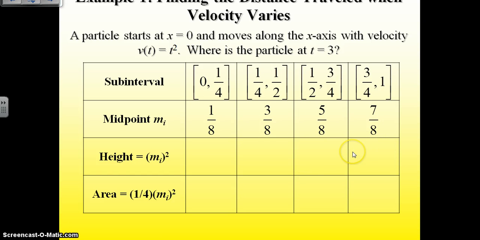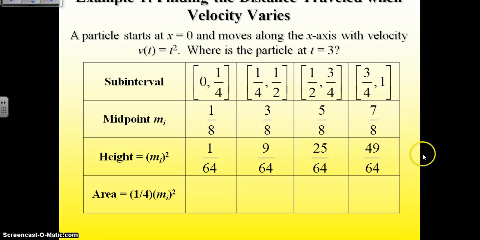Now, how do I find the height? Well, remember, to get the height, you need the value of the function at a given point. Well, our given point is the midpoint. So to find the height, I'll plug the midpoint into the function. 1/8 squared, for instance, would be 1/64. So the height of the first rectangle that we had was 1/64. The height of the next rectangle will be 3/8 squared, which would be 9/64, then 25/64, and 49/64.